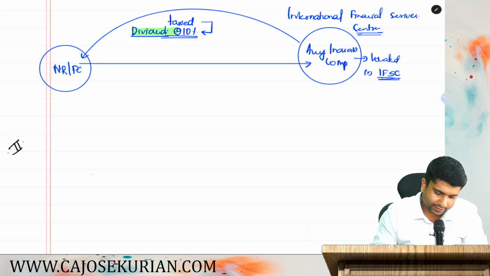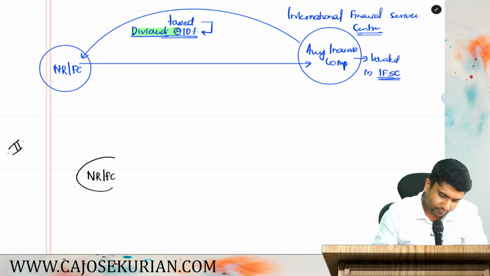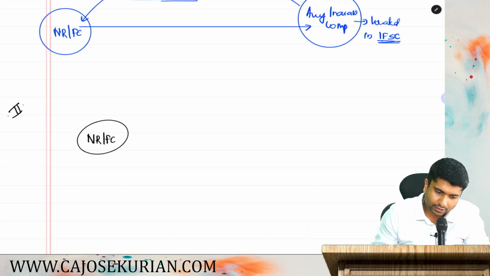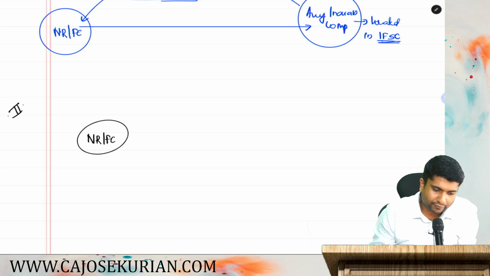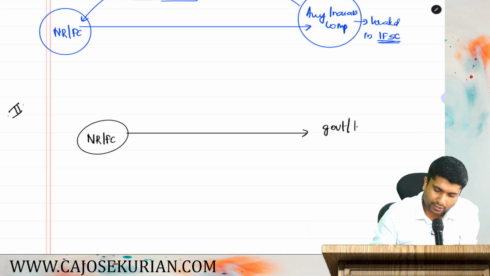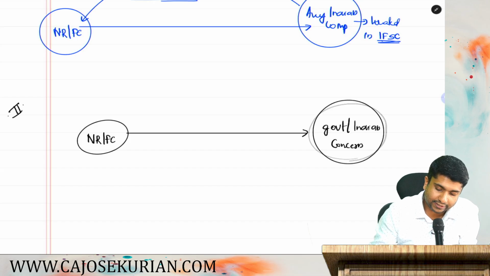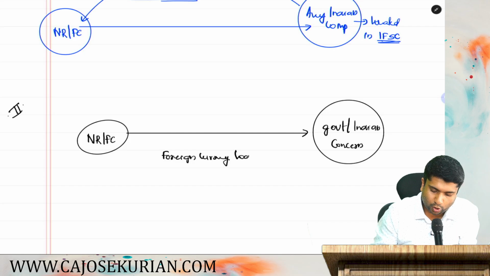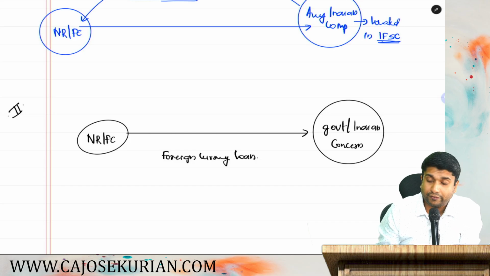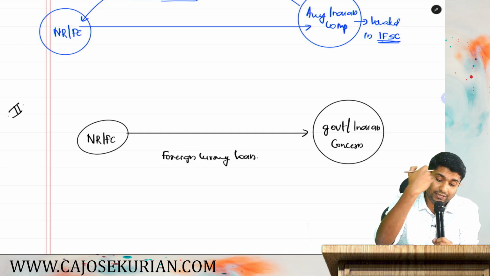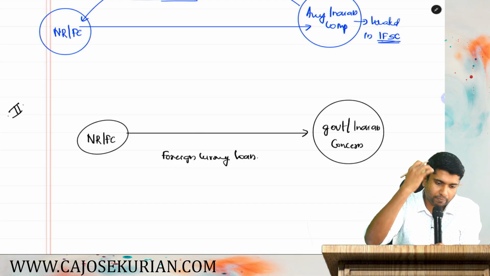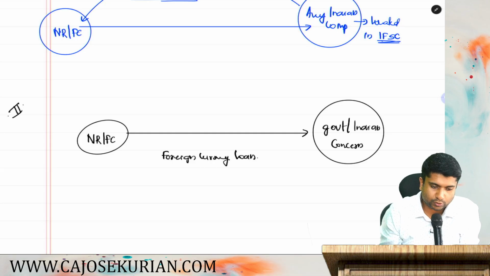Point number two, what they are saying is, say you are a non-resident or a foreign company, and what you have done, you have given a foreign currency loan to either the government of India or to an Indian company. You have given foreign currency loan to these two entities.